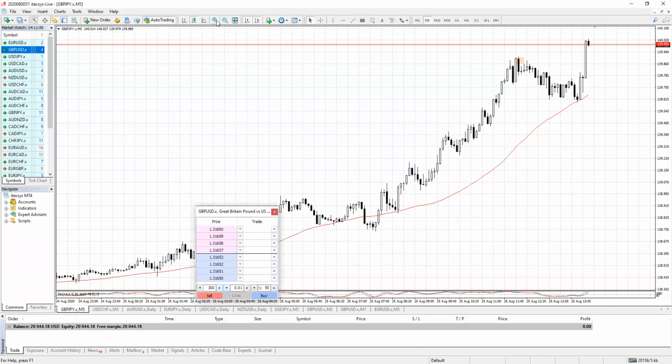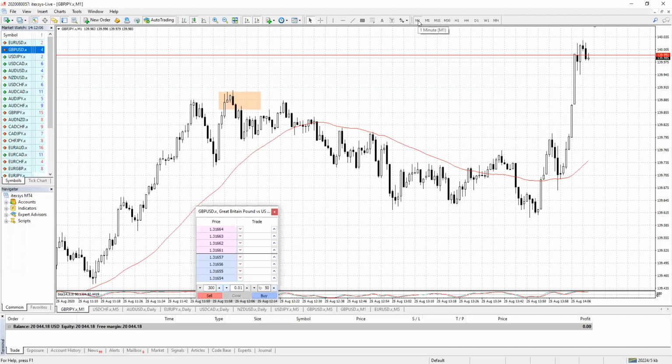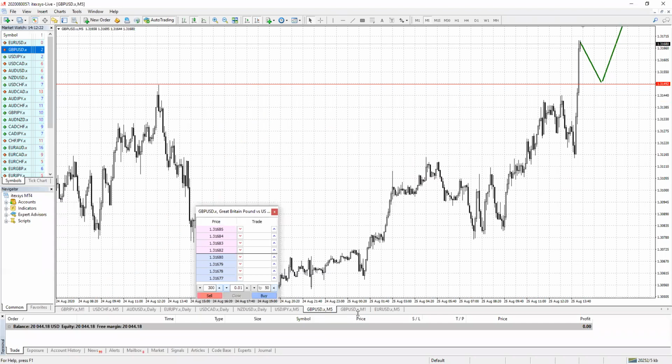So same as pound dollar, I would like to see a little pullback and then join the bullish momentum on the 5-minute chart at least. Maybe a pullback to this area. And then a continuation. So it's similar to the pound. Right now it's a similar trading idea as the pound USD.